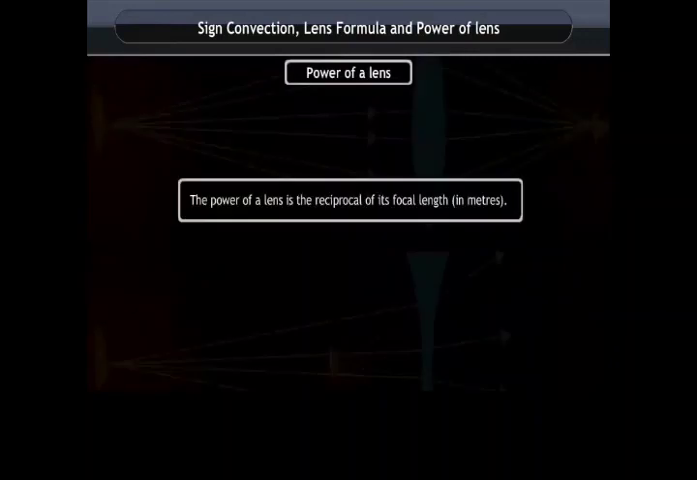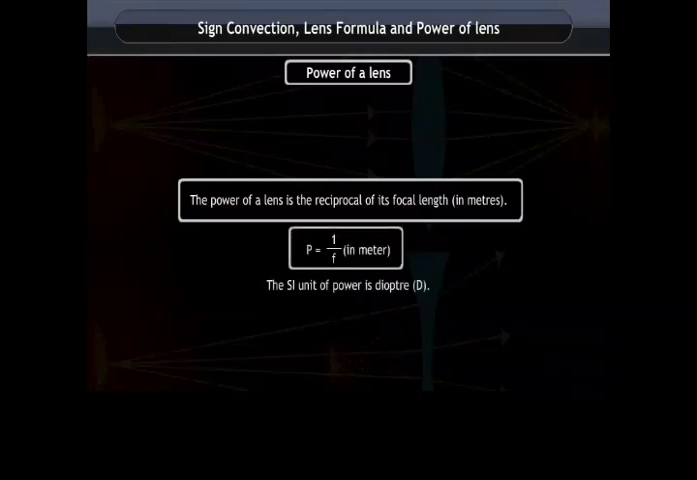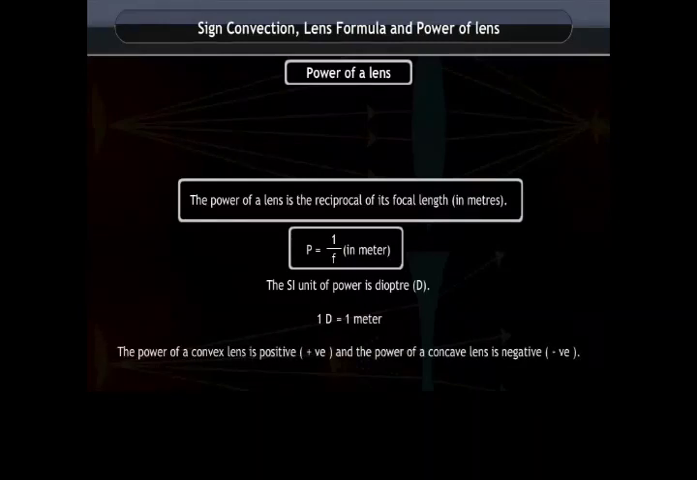The power of a lens is the reciprocal of its focal length in meters. The SI unit of power is diopter. 1 diopter is the power of a lens whose focal length is 1 meter. The power of a convex lens is positive and the power of a concave lens is negative.